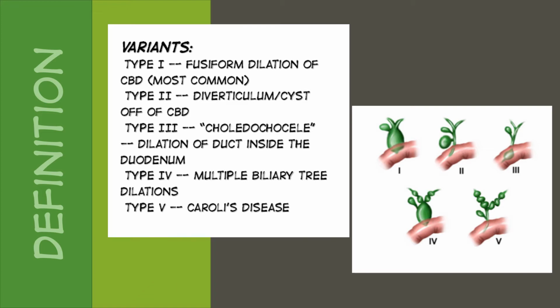The other type that gets more hype is type 5. Also has another name, Crowley's disease, and there actually is a video to follow this one that specifically covers Crowley's disease. So for our purposes, remember type 1 is the most common, that type 5 is also known as Crowley's disease, and that there are a total of 5 different variants of choledochal cysts.